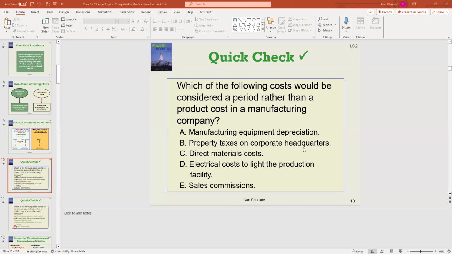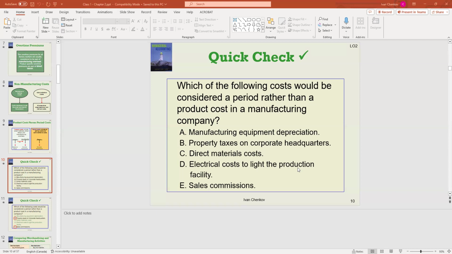Property taxes on the corporate headquarters. Now, since the corporate headquarters are not related to manufacturing, that will be a pure period cost. Direct material cost, that will be directly a product cost. Electrical cost of the lights of the production facility. Since the facility is used for production or manufacturing, it means it's related to the product, so definitely it will be a product cost.